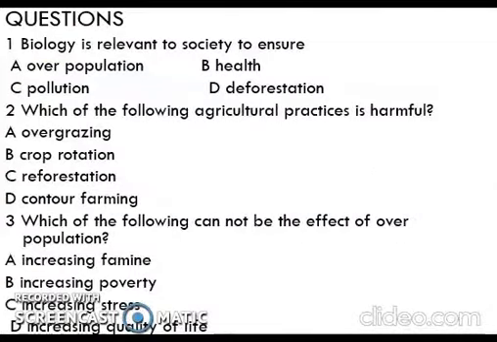So there are questions, you can do them, pause it. Let's continue. Biology is relevant to society to ensure A, overpopulation, C, population, B, health, D, deforestation. So the answer to this is B, health. Because the others are bad things. Biology doesn't work to ensure these.